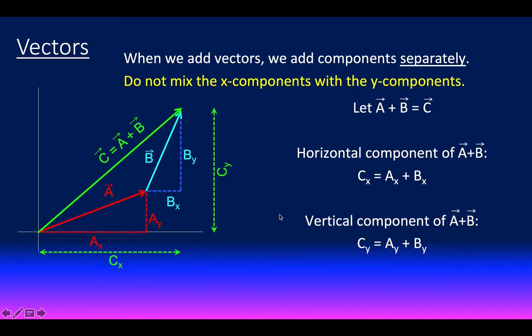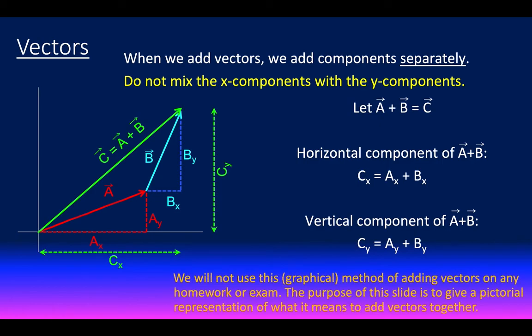The method we will use on homeworks and exams in this course is adding the components of vectors together. We might need to use some trigonometry, some relationships between sine, cosine, the trig functions, Pythagorean theorem, angles, to find what these components are. We're never really going to use this graphical method because it is not very thorough. However, I do think the graphical method is useful for showing a pictorial representation of what it looks like when we add vectors together.